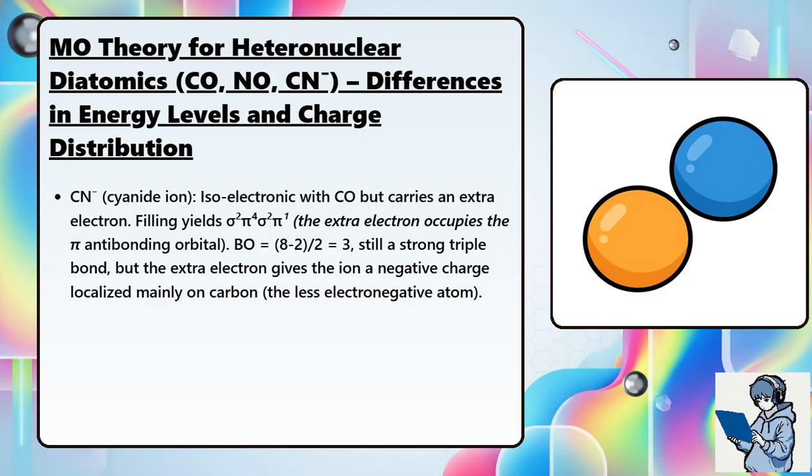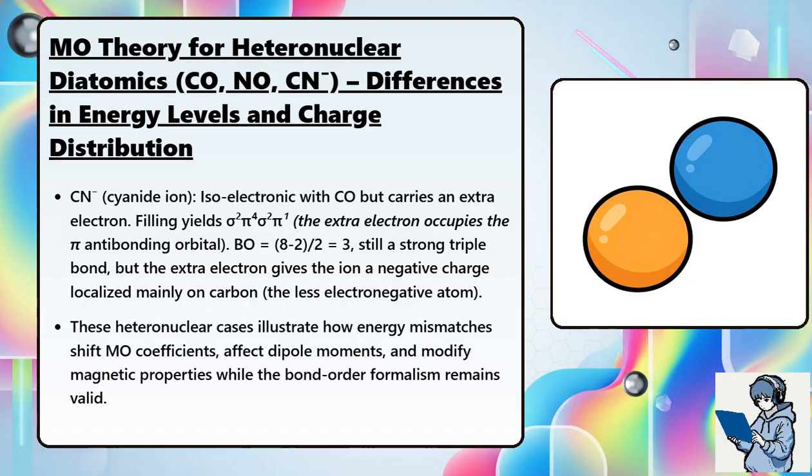CN-, the cyanide ion, is isoelectronic with carbon monoxide but carries an extra electron. Filling yields sigma squared pi to the fourth sigma squared, and the extra electron occupies an antibonding orbital. Bond order equals (8 minus 2) divided by 2 equals 3, still a strong triple bond, but the extra electron gives the ion a negative charge localized mainly on carbon, the less electronegative atom. These heteronuclear cases illustrate how energy mismatches shift molecular orbital coefficients, affect dipole moments, and modify magnetic properties while the bond order formalism remains valid.